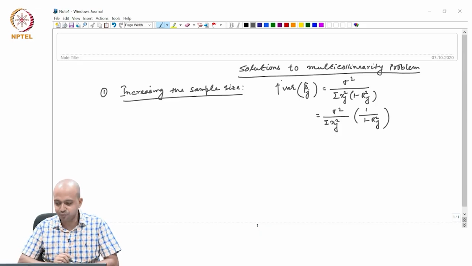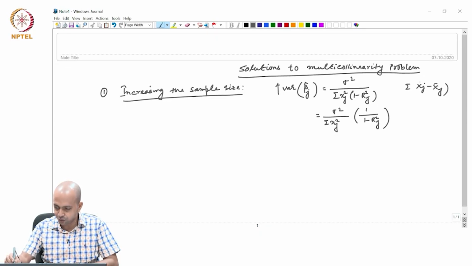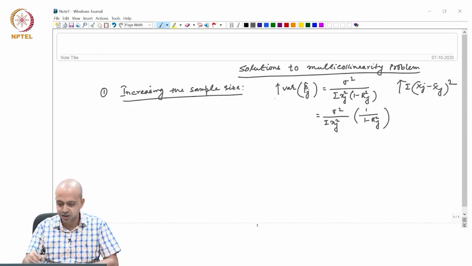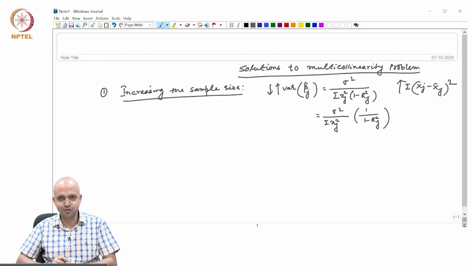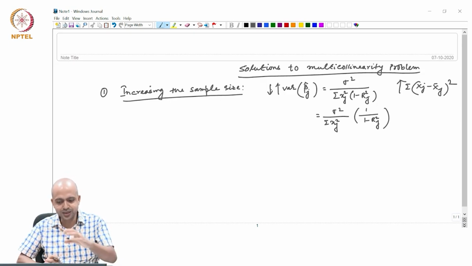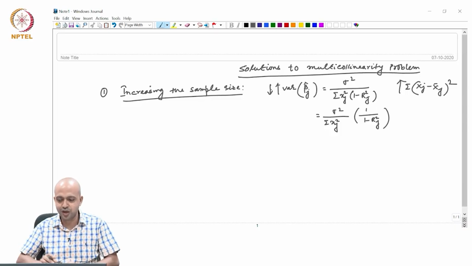But if you increase the sample size, the summation x j square, which is nothing but the sum of x j minus x j bar whole square, generally also increases, and that gives you a downward shock to the variance of beta j. So that gives some counter impact on the VIF, and as a result the severity of the multicollinearity goes down as you increase the sample size.